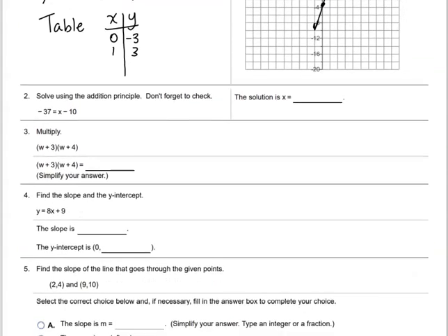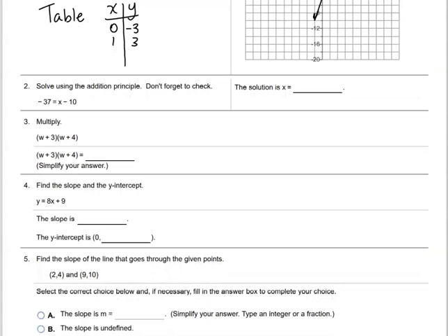Question number 2 is a simple question. It just asks us to solve this algebraic equation: -37 is equal to x minus 10. Really you're wanting to get x by itself, and so you're going to add 10 to both sides. You would get -27 is equal to x. The answer for that one is just going to be -27.